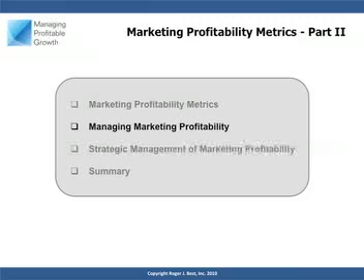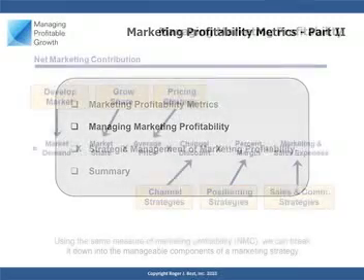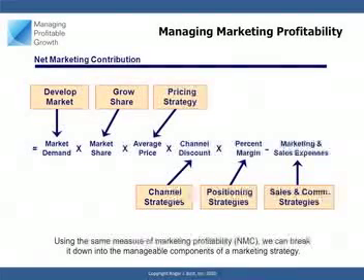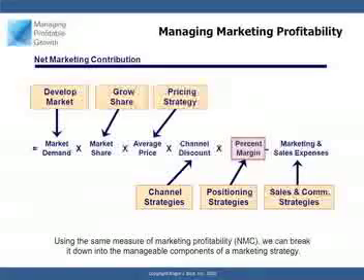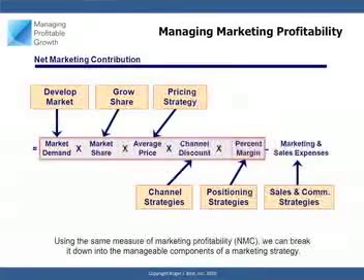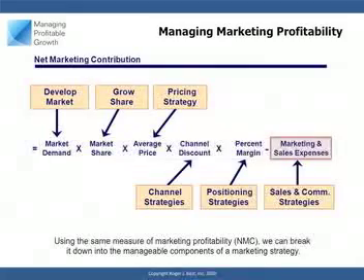In Part 2, we'll examine how marketing profitability can be managed. Sales are a key driver in the marketing profitability equation and can be broken down into 4 marketing forces. When this expression of sales is multiplied by the percent margin, we achieve the same level of gross profit. Next, subtracting marketing and sales expenses from the gross profit, we obtain the same net marketing contribution presented in the previous section.